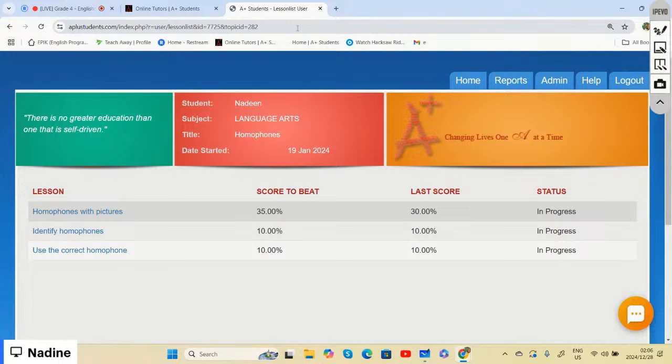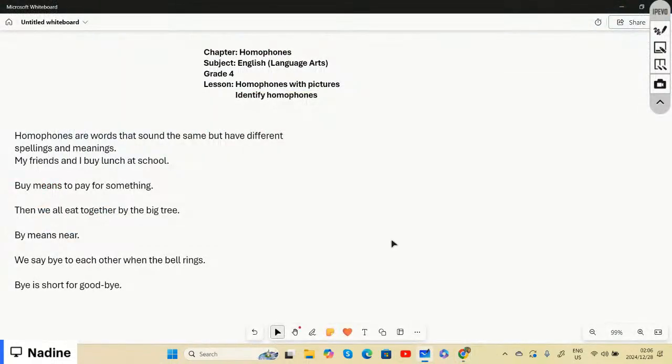All right, so our chapter is homophones. Our subject is English language arts. We're doing grade 4. And the lessons that we are going to be focusing on under the chapter of homophones are homophones with pictures, and we're also going to identify homophones.